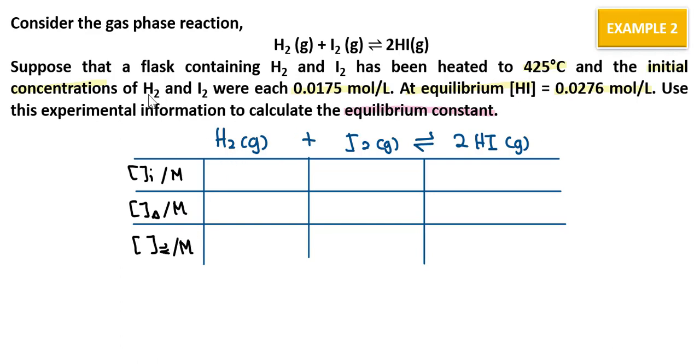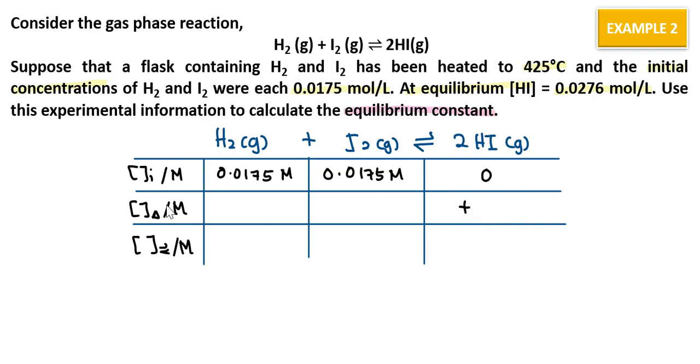The initial concentration of hydrogen and iodine were each 0.0175. Since it didn't mention the initial concentration for the hydrogen iodide, we put it as 0. Since the product is 0, as the reaction proceeds, it will produce the product.